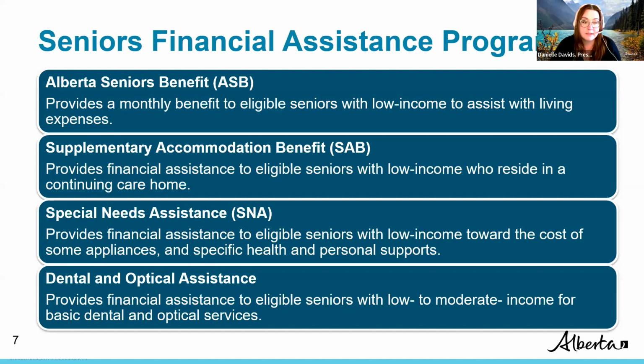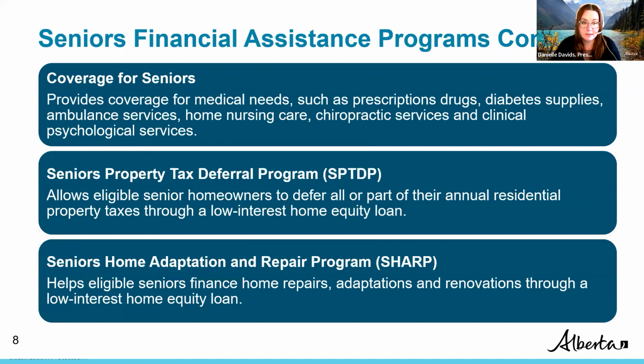We have the Special Needs Assistance Program, which provides financial assistance to eligible seniors with low income towards the cost of some appliances and then specific health and personal supports. And then we have the Dental and Optical Assistance Program, which provides financial assistance to seniors with low to moderate income for basic dental and optical services. I also mentioned coverage for seniors. This is coverage for medical needs such as prescription drugs, diabetes supplies, ambulance services, home nursing care, chiropractic services, and clinical psychological services.